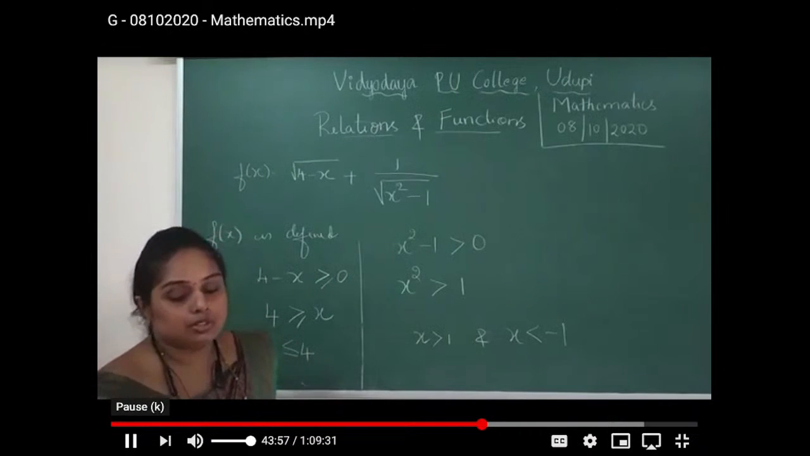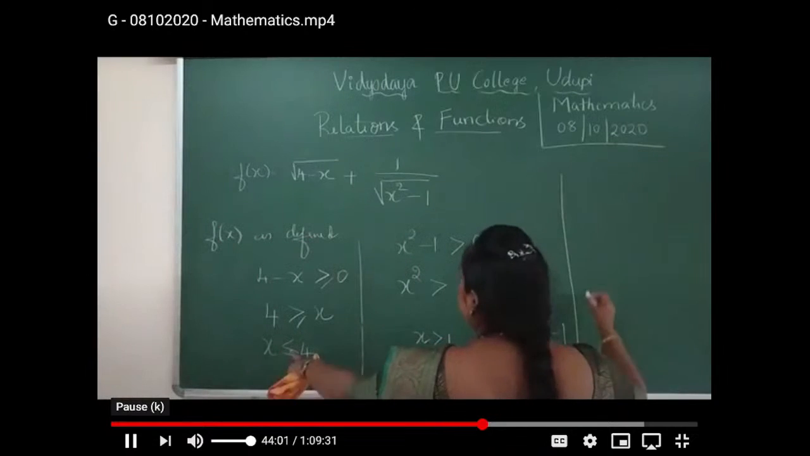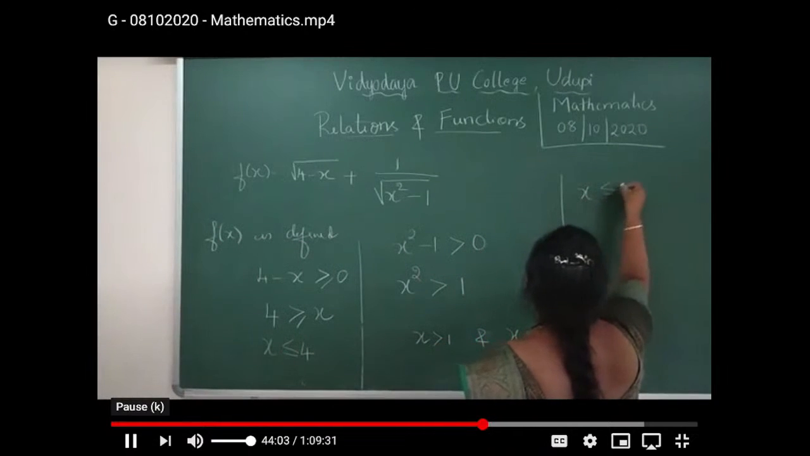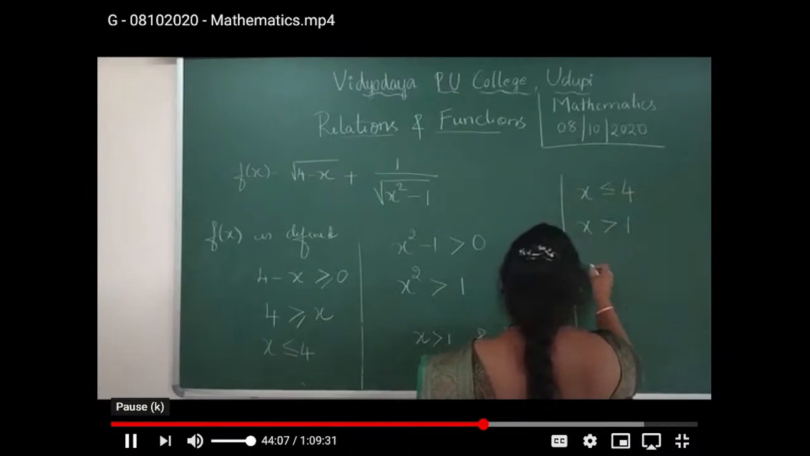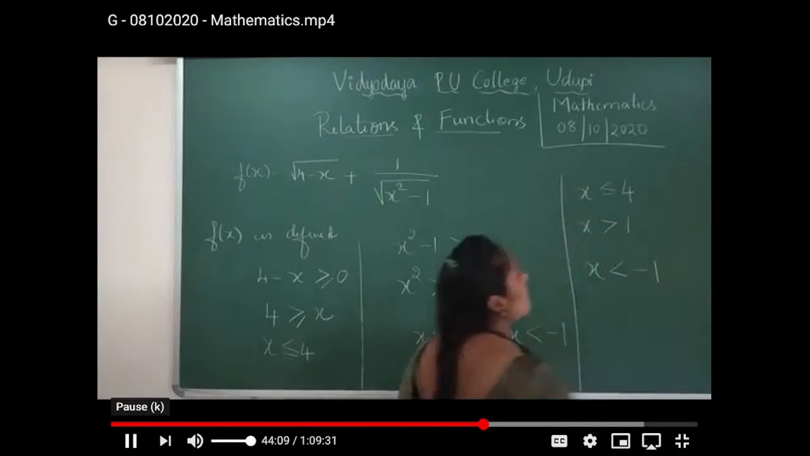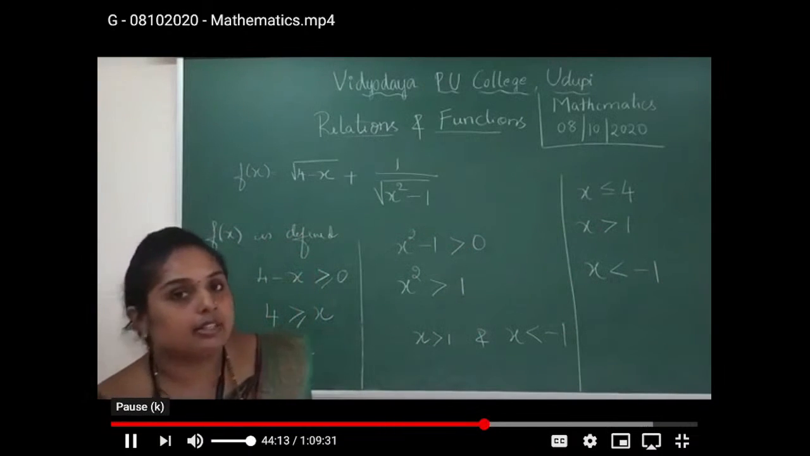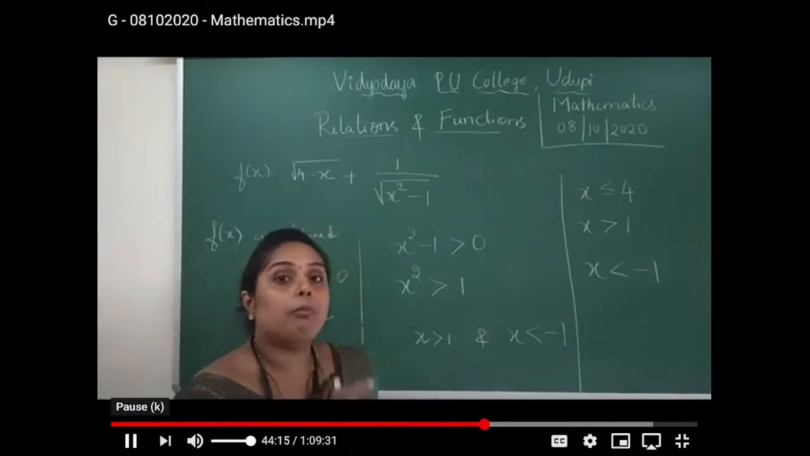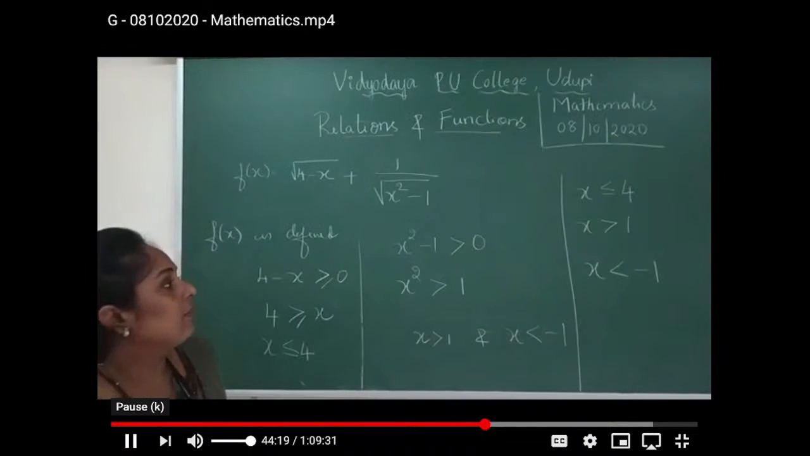Also I got 3 equations. What are they? One is x is less than or equal to 4. The other one is x is greater than 1. The other one is x is less than minus 1. Now which option is correct? Which would be the common shaded region here? What is the domain? What is the value of x now?